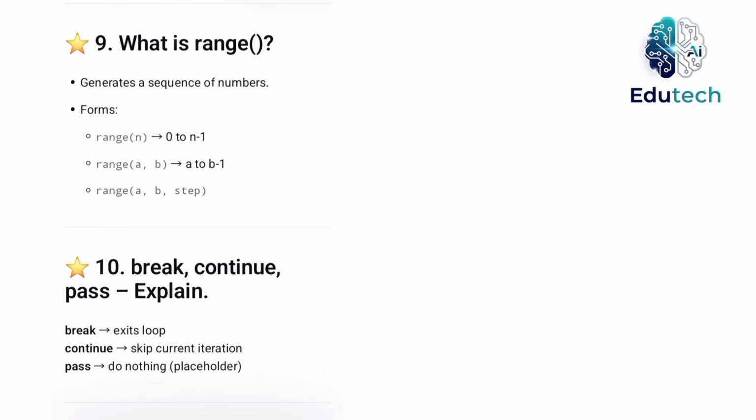Break, continue and pass. Explain. Break means exits the loop. Continue means skip the current iteration. Pass means do nothing, a placeholder.